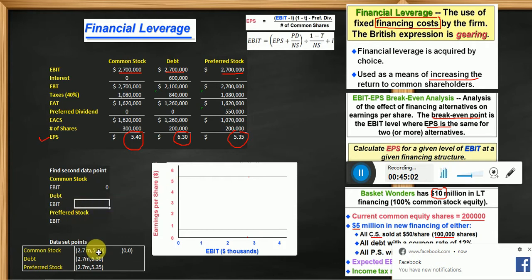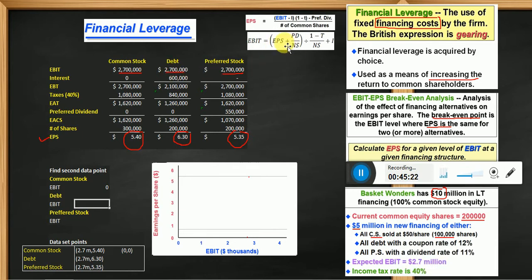Again, if we try to find another data set point for debt, we are using this formula. We pretend that the EPS, or earning per share, is 0 here. If we make the earning per share 0, then how much will be our EBIT? So you can use this formula. I'm just copying this formula and pasting it here directly, because I need not write the formula again. In this formula, just bring changes for the debt.